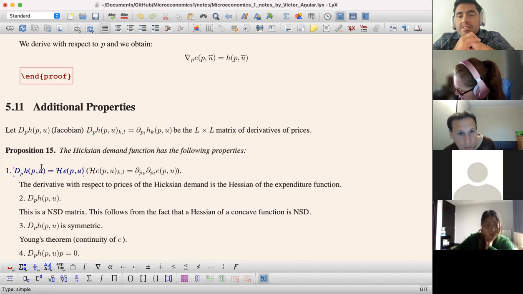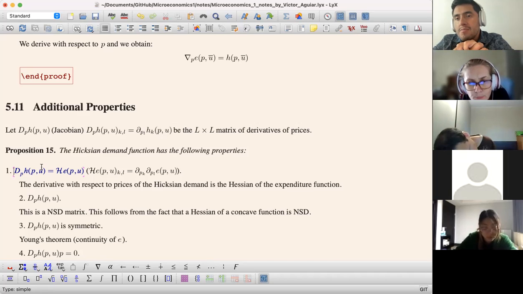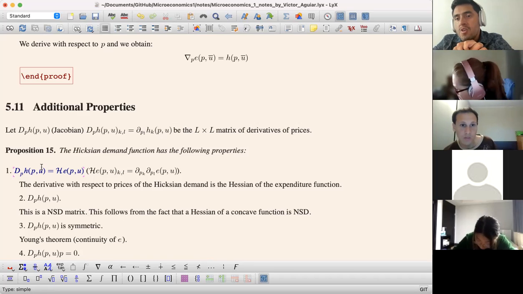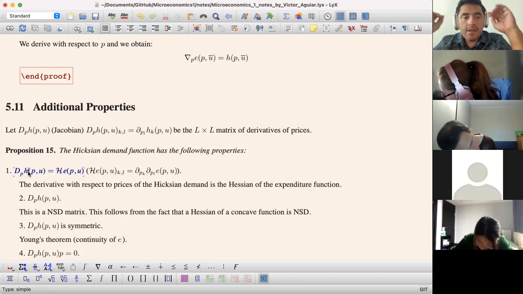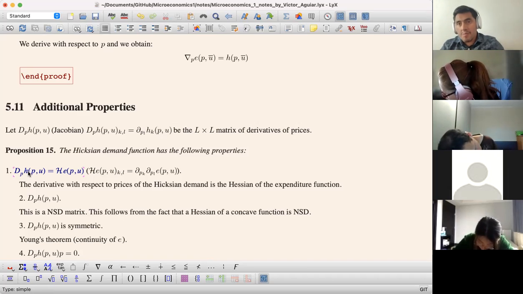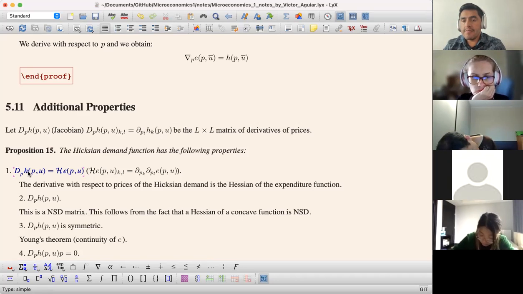So the first property is essentially that the substitution matrix is equal to the Hessian of the expenditure. Importantly, the expenditure is a concave function, so this price substitution matrix is actually a negative semi-definite matrix. Now, what is a negative semi-definite matrix? Who knows this from linear algebra? Who can tell me how I know that a matrix is negative semi-definite?